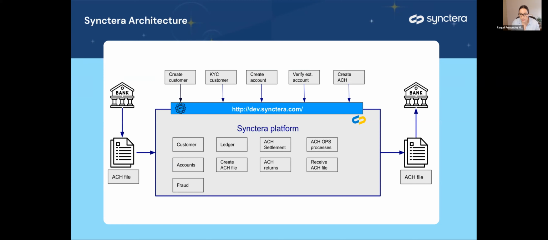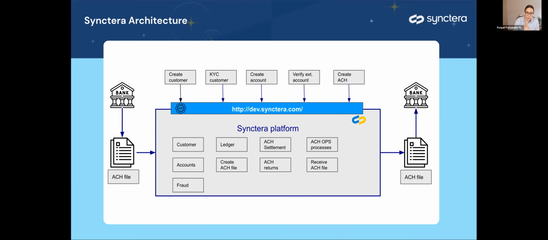We are also able to receive ACH files that contain all of those credits and debits directed to the fintech. And on both sides, we have those connections to the banks. So as we mentioned, the sponsor banks are connected to the Synctera platform to drop files, and for us to drop files to the banks, and the banks are connected directly to the Fed to be able to enter the ACH network. So this is the Synctera architecture at a high level.